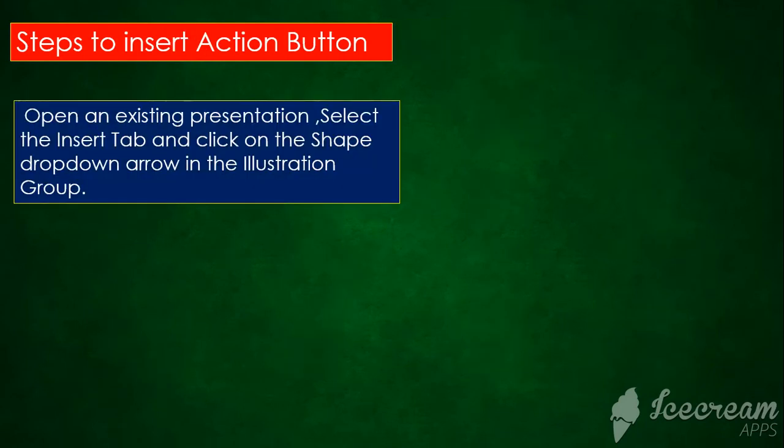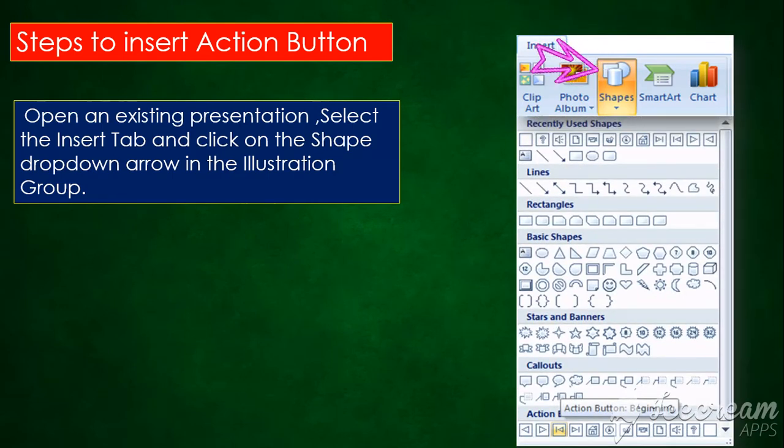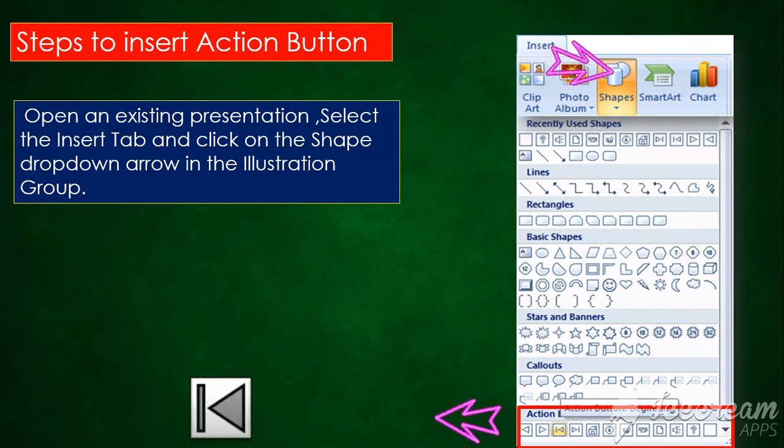To insert the action button, first of all, open any existing presentation, select the Insert tab and click on the Shapes drop-down arrow in the Illustrations group. Now once you do it, you will see that a list of action buttons is available to you. Select any of the action buttons as desired. Suppose I select this one, so this is the symbol for moving backward. So this is how you can insert any action button.